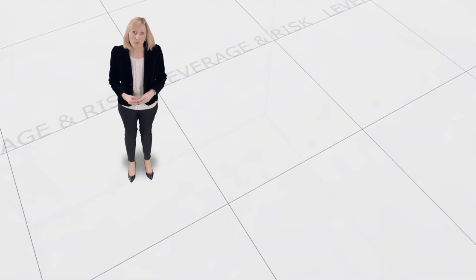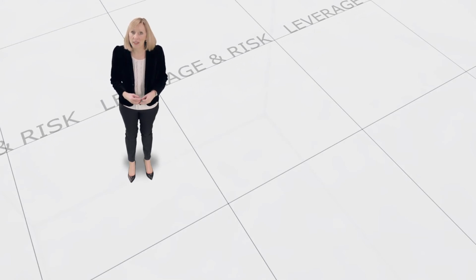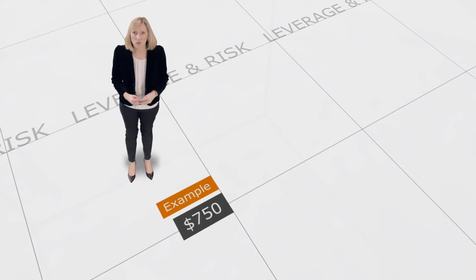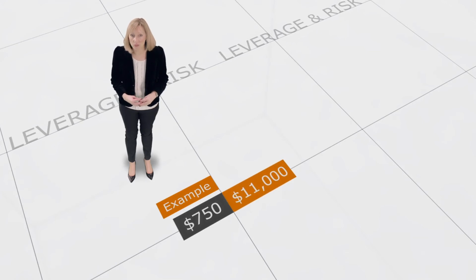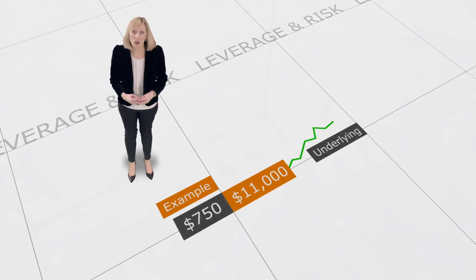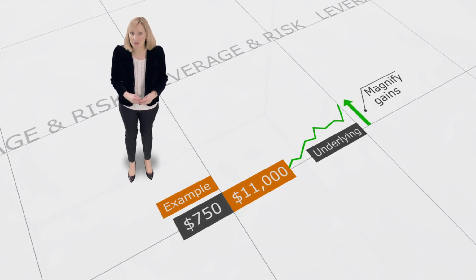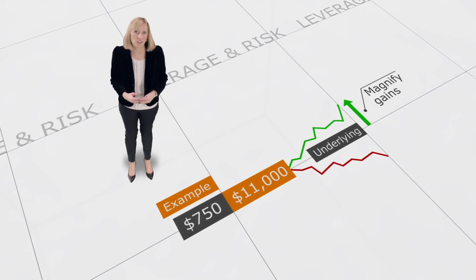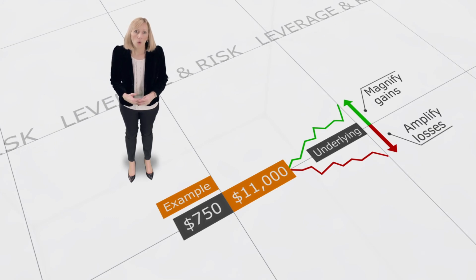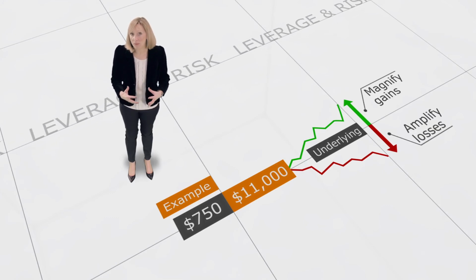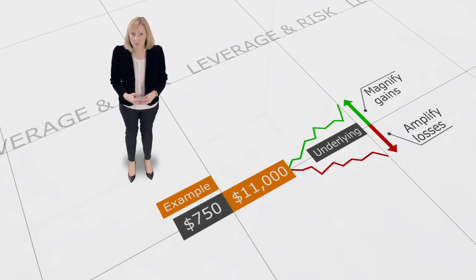Lastly, let's take a look at leverage and risk. As we mentioned earlier, options allow you to trade with leverage. By paying $750 you can control an investment of $11,000. If the price of the underlying stock moves favourably, the leverage can magnify the gains that you make. But if the stock moves against you, the leverage could very quickly amplify your losses. Although most option strategies have limited risk, some, like short calls, may have unlimited risk.